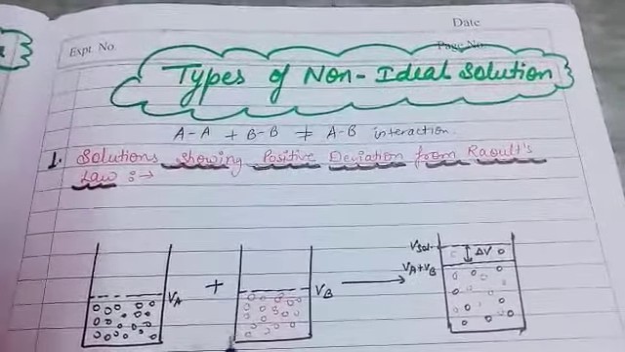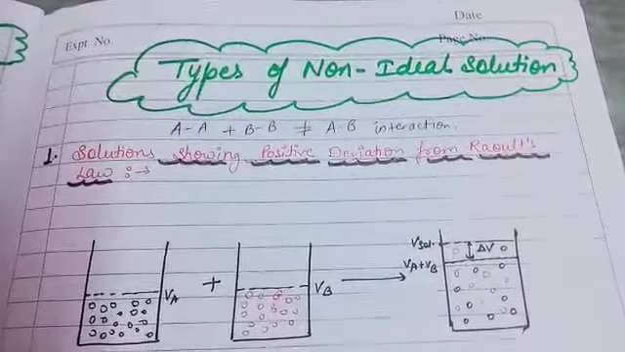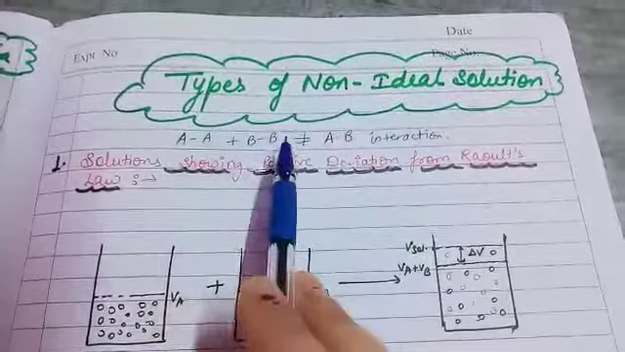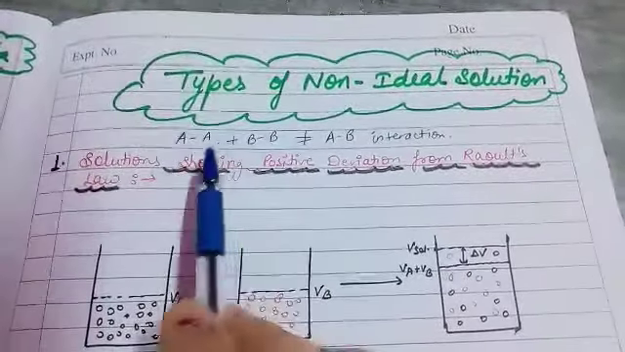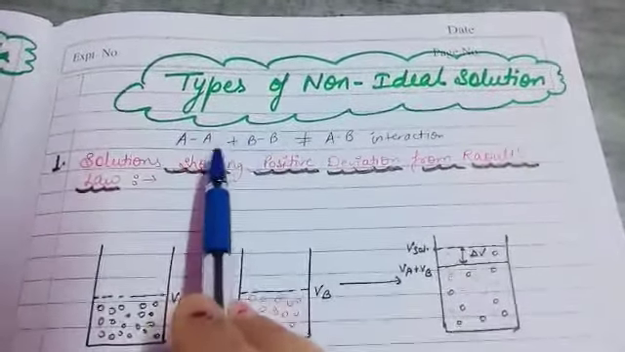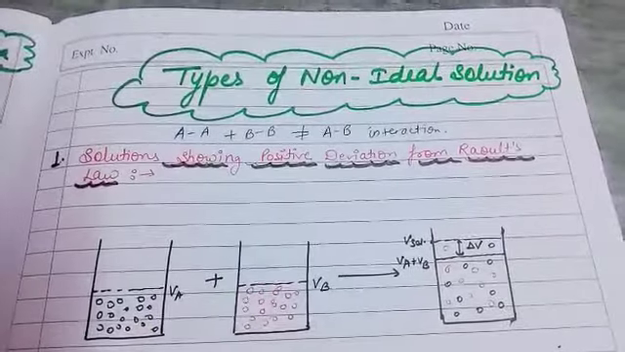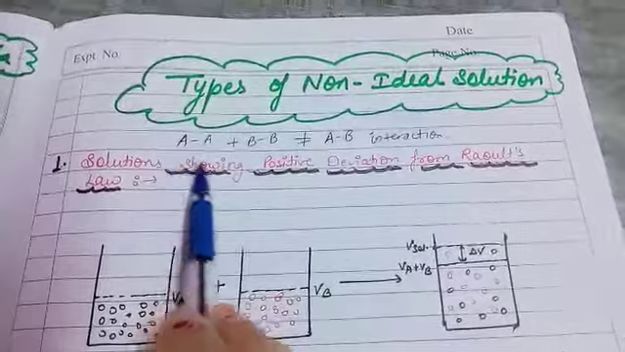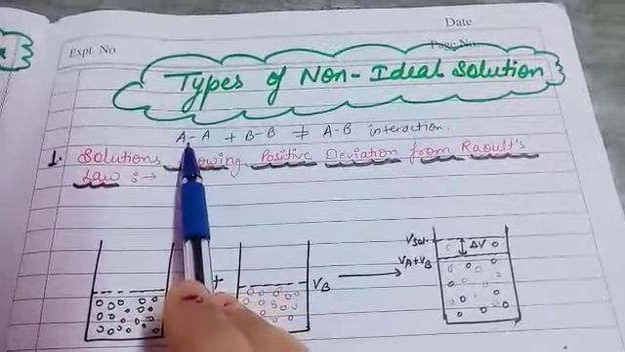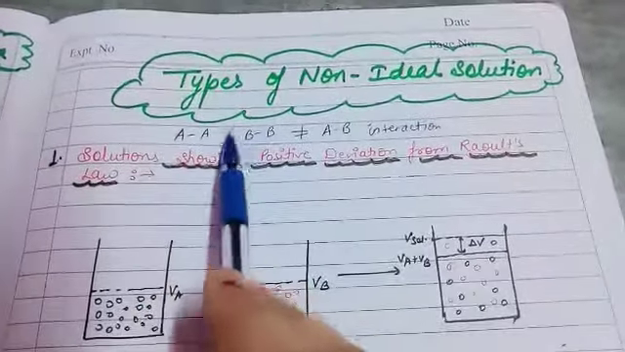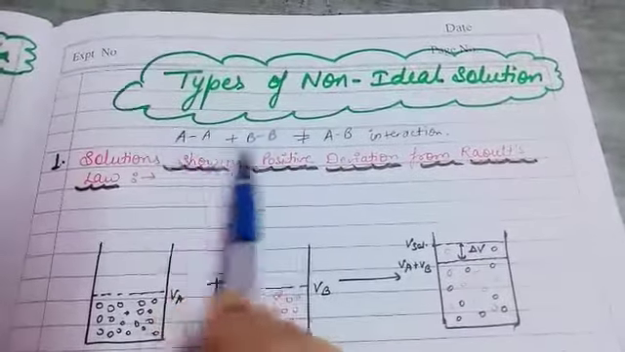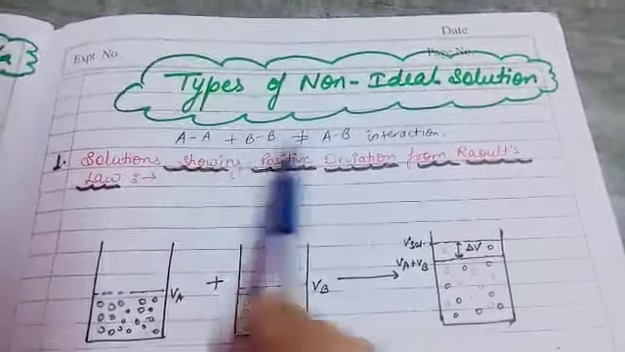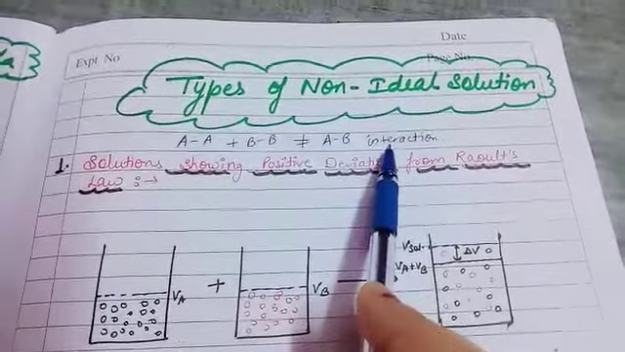Suppose we take a binary solution. A binary solution is generally formed by the combination of two components, generally two liquids. Take one as solvent and one as solute. So we have the AA interaction, the solvent interaction, and the BB interaction of the other liquid. When both combine, A combined with B forms the AB type of interaction.